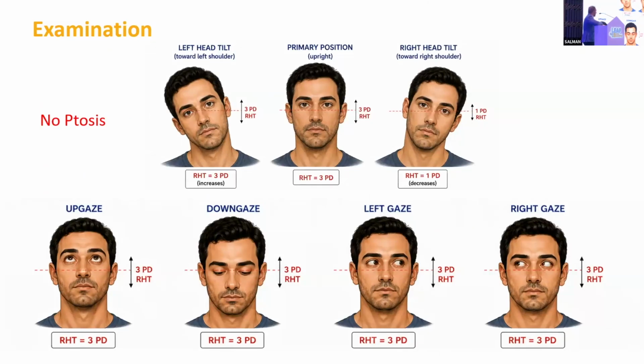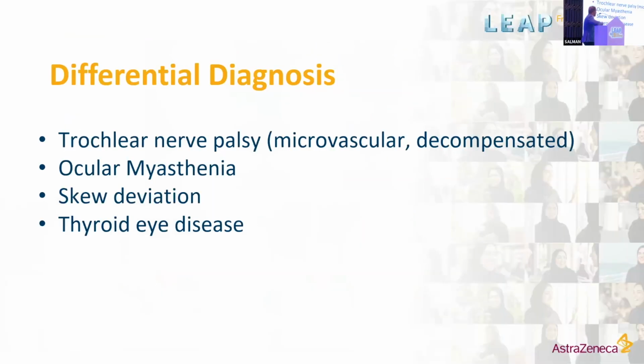So when you see that kind of patient, the differential diagnosis would be things like fourth nerve palsy, which is probably the most common thing you think of. Also decompensated strabismus or phoria. Myasthenia can be there, but this patient did not exhibit any signs suggestive of myasthenia. Skew deviation and thyroid eye disease.